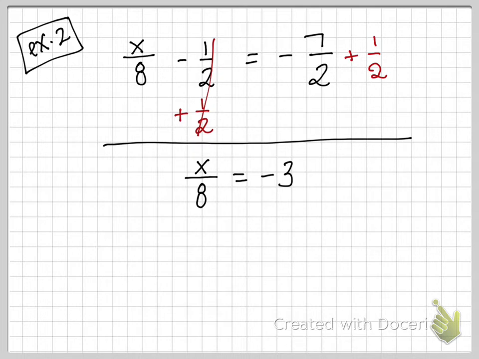Now, on the left, my variable is still not isolated because it is not by itself. So when I look at this, x over 8, fraction bar means divide, so this is x divided by 8. In order to get rid of that 8, I'm going to do the inverse operation of division, which is multiplication. So I'm going to multiply by 8, or 8 over 1. And if I do it on one side, I must do it on the other side. So this gets rid of the 8, and it leaves me with just x equals negative 3 times 8, which is negative 24.